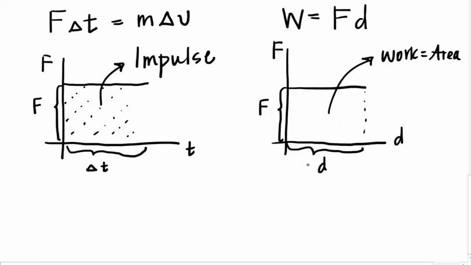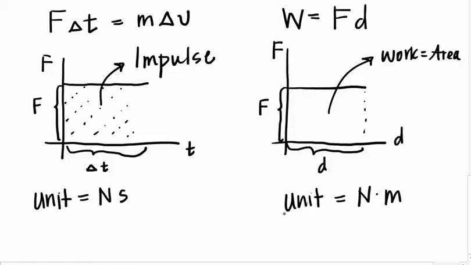So now for work, the unit was the force, which would be newtons, times the distance, which would be meters. So what is the unit for this force delta T thing? Second, that's right. So Newton for force in seconds, we get Newton seconds. So completely different unit, completely different meaning. I'm just trying to draw an analogy that we used area once. What would area now give us?